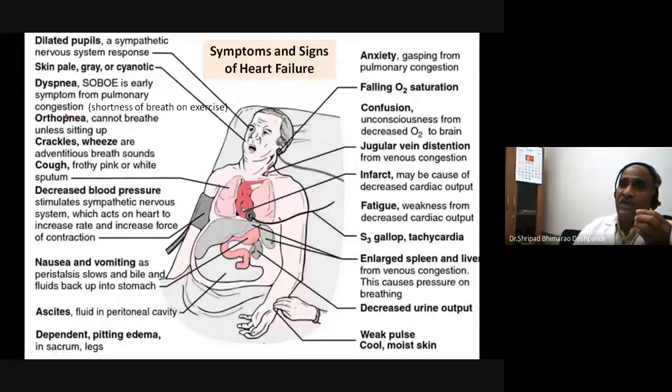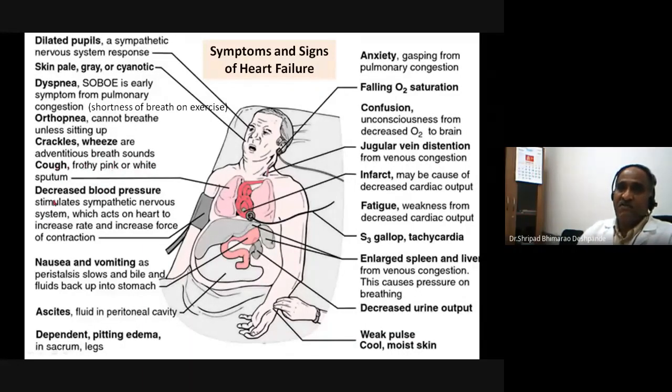Then orthopnea. Orthopnea is a condition wherein he cannot lie down. He can breathe only in the sitting posture. So he gets up and does not want to go to bed in the supine posture. Then I mentioned crackles and wheeze in the adventitious sounds, because the air is bubbling up, and a cough. It may have sputum, a frothy pink sputum or a white sputum. That means the expectoration is whitish or pinkish.